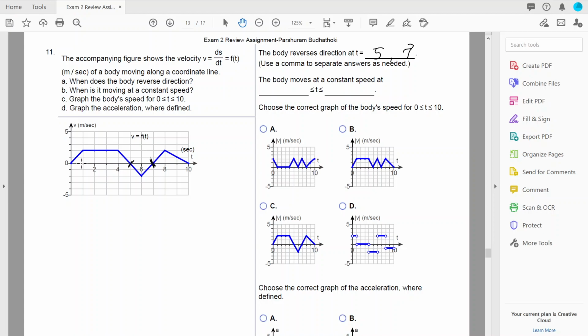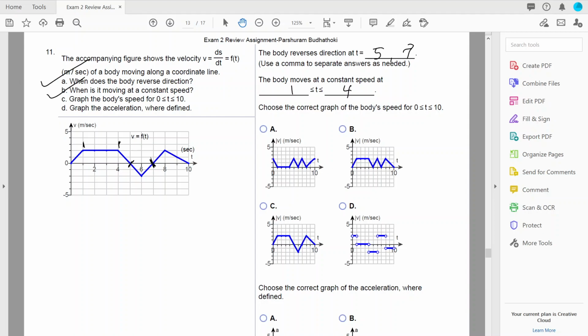So from 1 to 4, from here to here, this graph is a constant graph. So the slope is constant. That means the body is moving at constant speed. So from t equals 1 to 4, the body is moving at constant speed. Here it's increasing, here it's constant, here it's decreasing, again increasing, again decreasing. So the constant part is from this point to this point, from 1 to 4. So we're done with parts A and B.